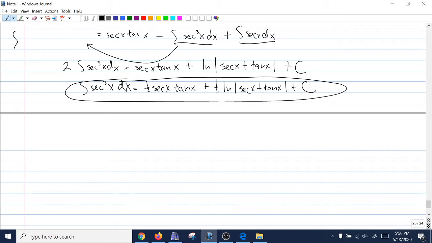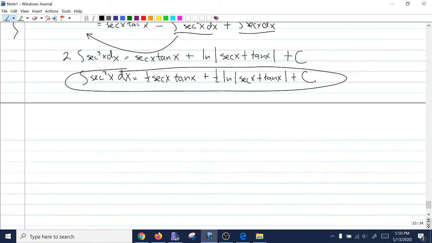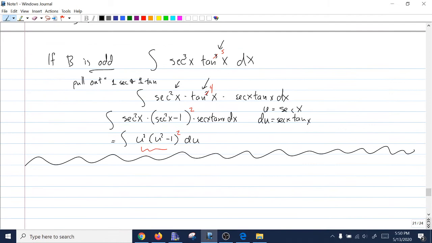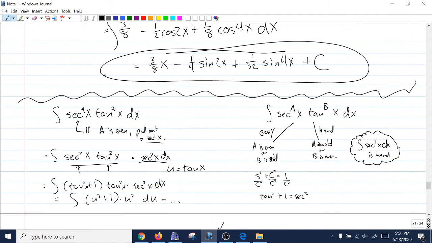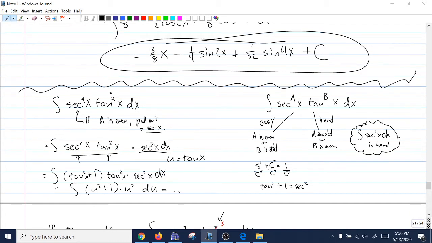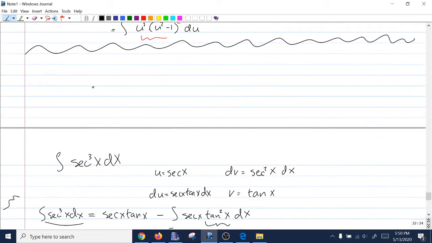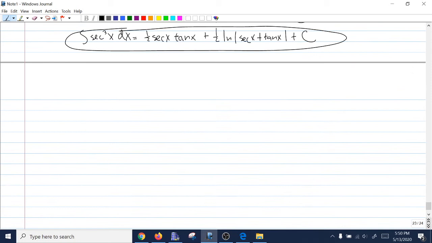So that's the power of secants and tangents, the power of sines and cosines. Oh, we didn't do one where we had just... I mentioned if a is even, you can pull out a secant squared. I didn't talk about what happens if a is 0, if I'm integrating just a power of tangent. That's supposed to be the easy case also. Let's try one of those.